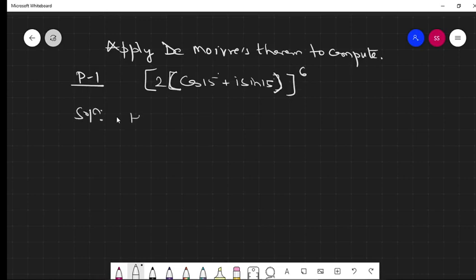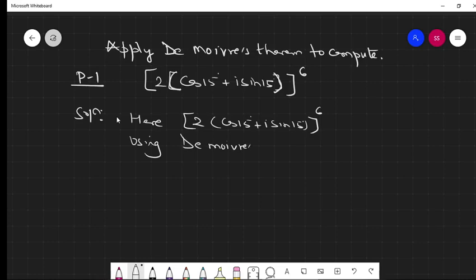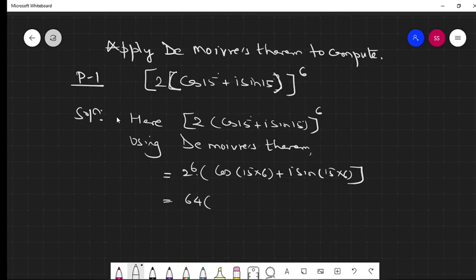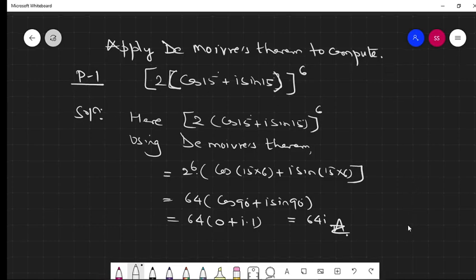Now the solution. Here we have given 2 times (cos 15 degrees plus i sin 15 degrees) whole to the power 6. Using De Moivre's theorem, we get 2 to the power 6 times (cos 15 times 6 plus i sin 15 times 6). Then 2 to the power 6 is 64 times (cos 90 degrees plus i sin 90 degrees), which equals 64 times (0 plus i into 1), equal to 64i, the answer. Here we have applied De Moivre's theorem to compute this problem.